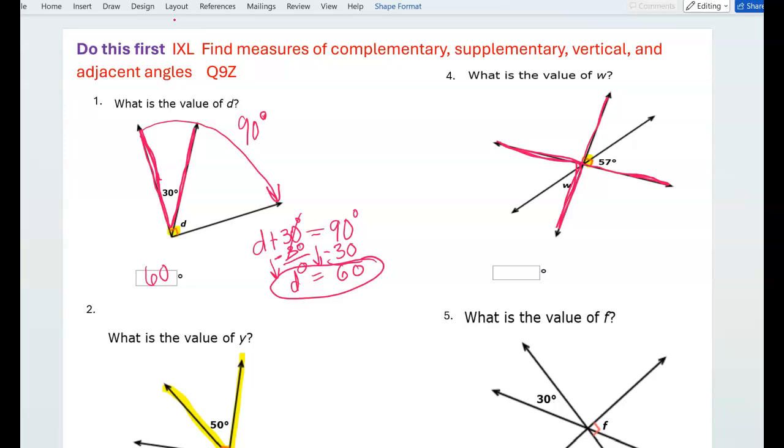And when angles are vertical, they're the same size. So this is going to be a right angle as well. So now we're good to go. This equals 90 degrees, and this equals 90 degrees.